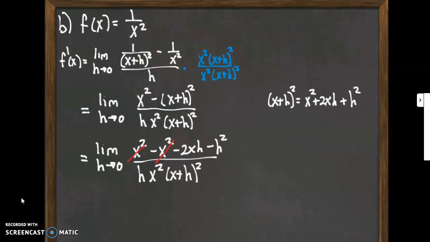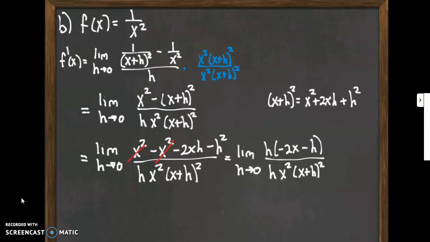And now we're finally into the home stretch because all that remains in the top are expressions that involve h. And so we can go ahead and factor out that h out of the top. That leaves us with h times negative 2x minus h, all over h x squared, x plus h quantity squared. And we can now finally cancel out those h's, getting rid of the 0 factor. And at this point, we can say to ourselves, hey, we've gotten rid of the 0 factor. So let's now go through and let h just become 0 as we work out this limit.